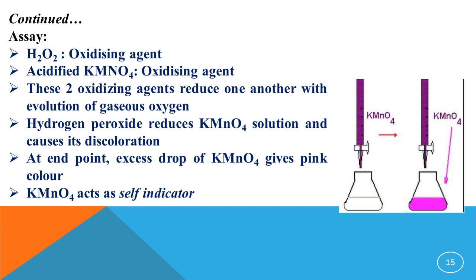This assay is based upon the volumetric titration method, where 10 ml of the sample is diluted to 250 ml in a volumetric flask with purified water. To 25 ml of this solution is added 10 ml of 5 normal sulfuric acid, and the whole content is titrated with 0.1 normal KMnO4 solution until a pink color is obtained.